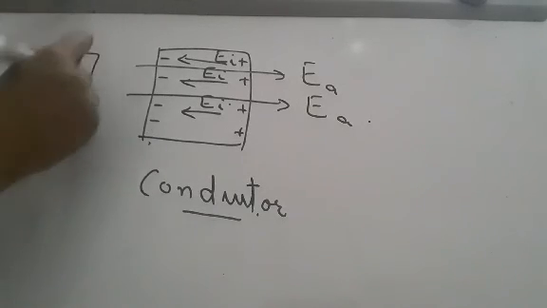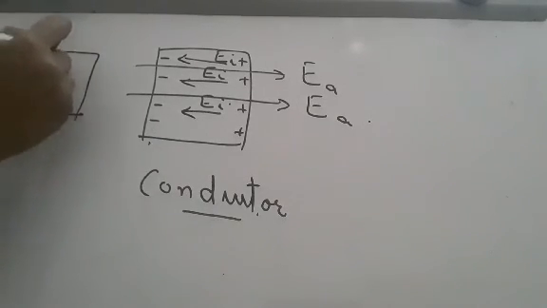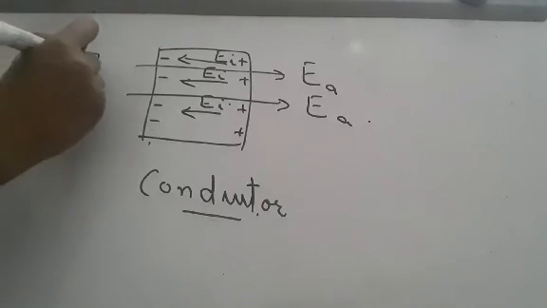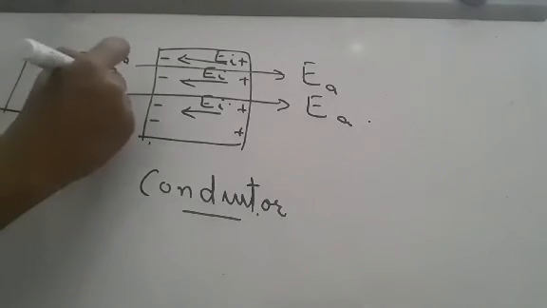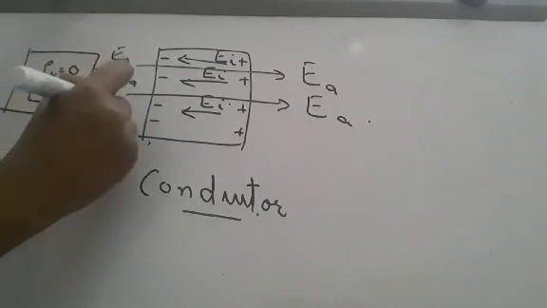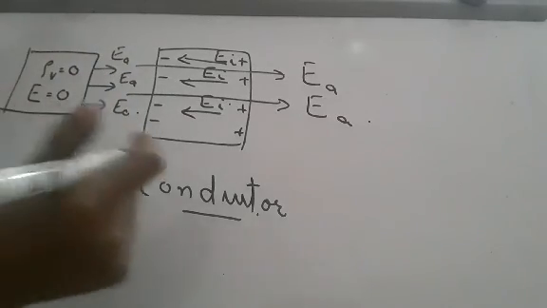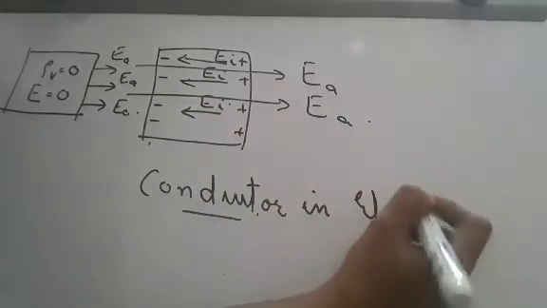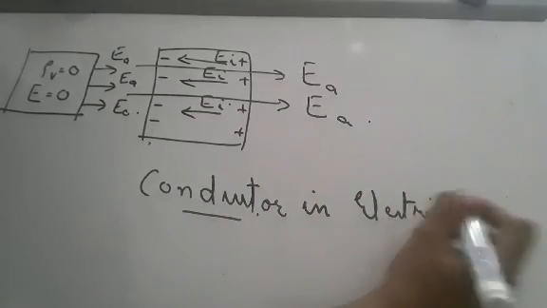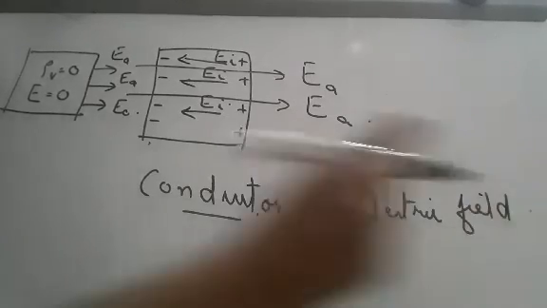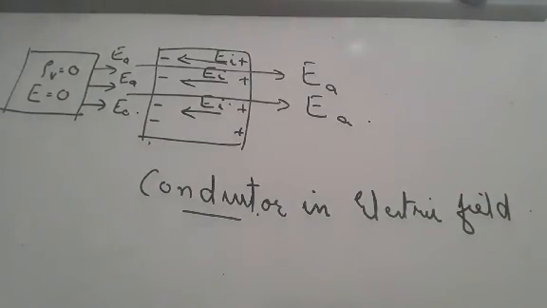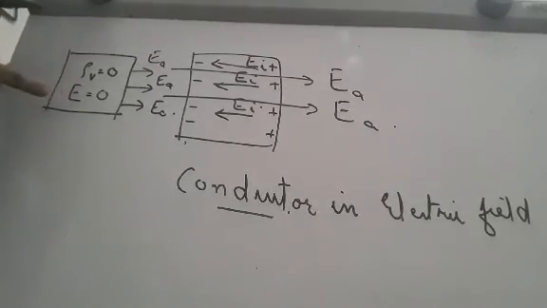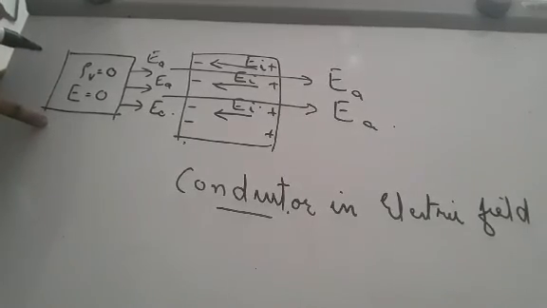For a perfect conductor, rho V equal to 0, and E is also equal to 0 even if we are applying an electric field in this direction. So this is a conductor in an electric field. So rho V equal to 0, E equal to 0. For a perfect conductor, the electric field inside a perfect conductor will be 0.